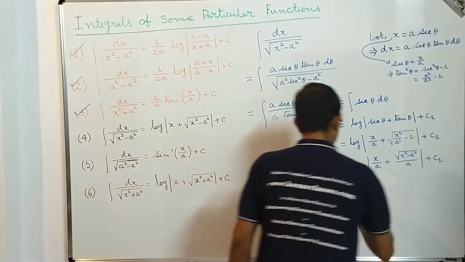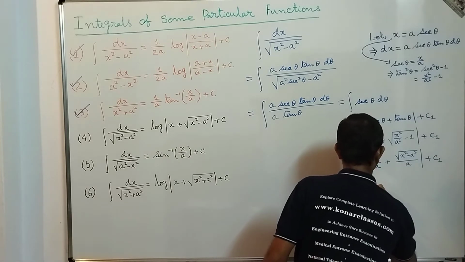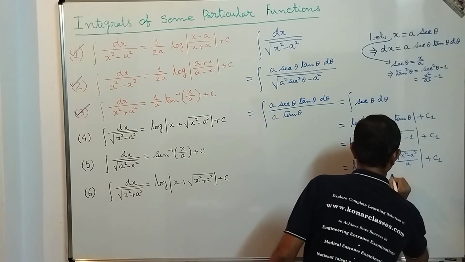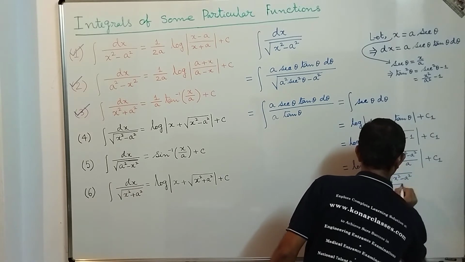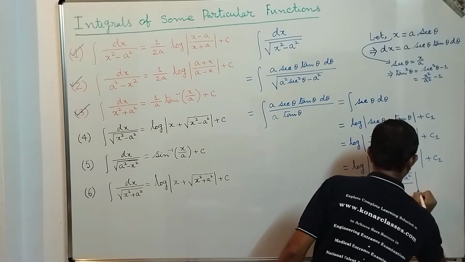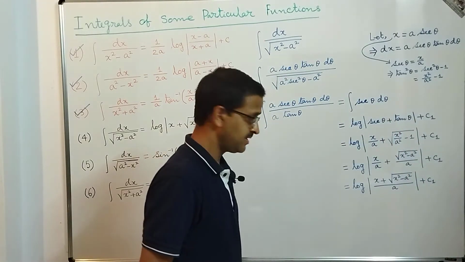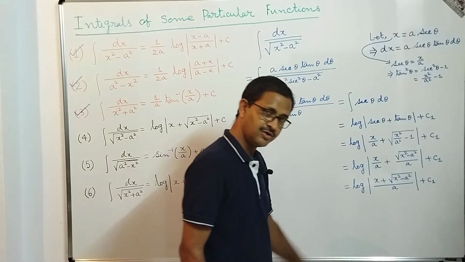So that is equal to what? What we get is equal to log of mod of x plus square root of x square minus a square, divided by a, plus C1. Correct? So now log of m by n is equal to log m minus log n.